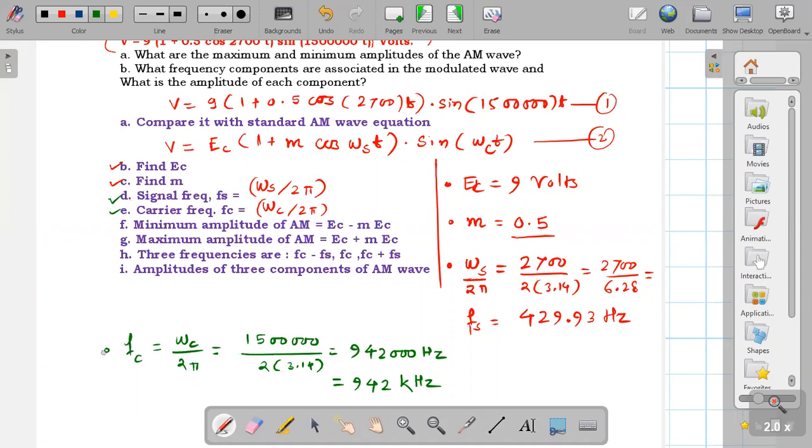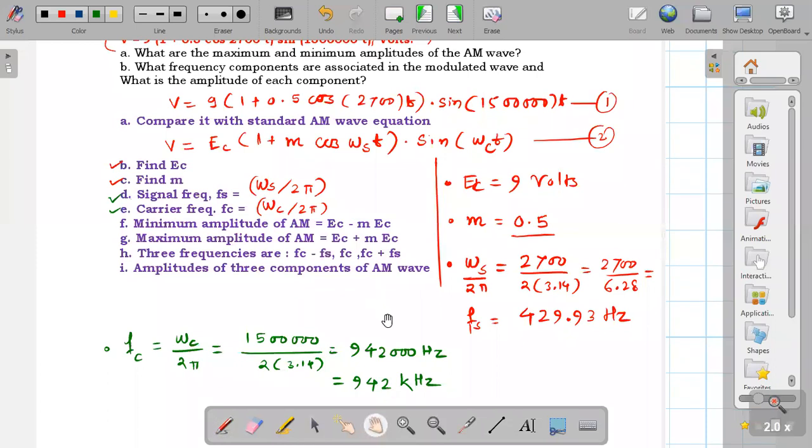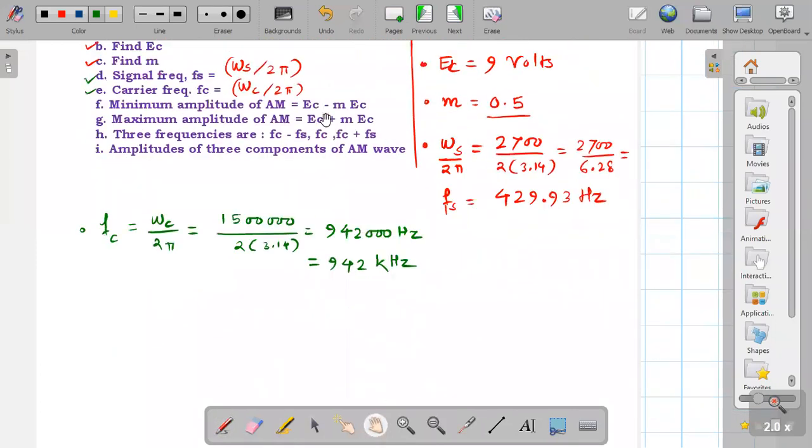Next point is minimum amplitude, and dear student, I will shift in upward direction. Now we will find F. F is your minimum amplitude. What is the formula for minimum amplitude? What is the formula to find out Ec minimum? Ec minus m Ec. Yes, very good. Ec minus m into Ec.